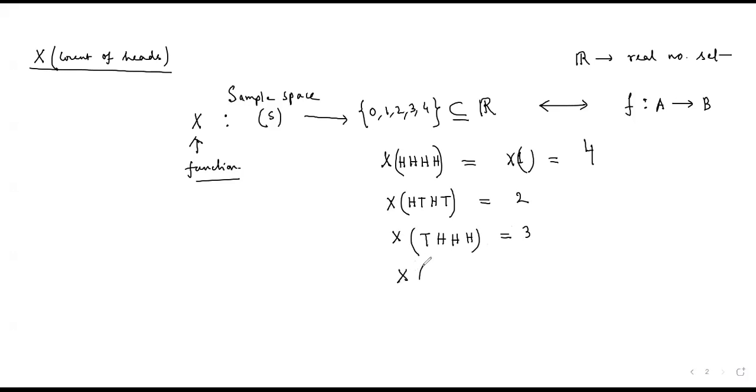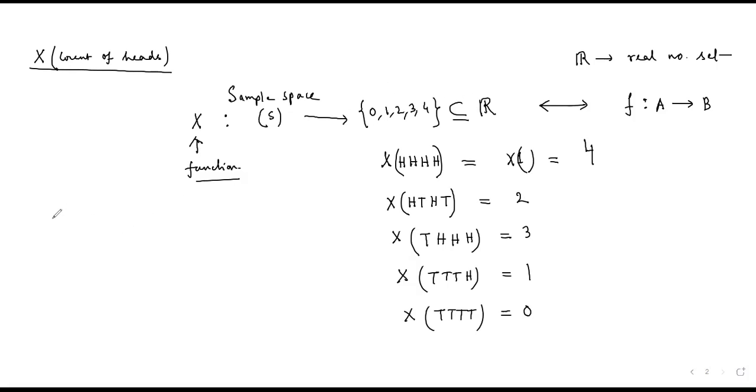If I take any outcome like TTTH, here the count is 1. If we consider the outcome TTTT, the count is 0. So it is as if the outcomes are being taken from the sample space and the count is being operated on it, and it is giving us a value which is a subset of the set of real numbers.